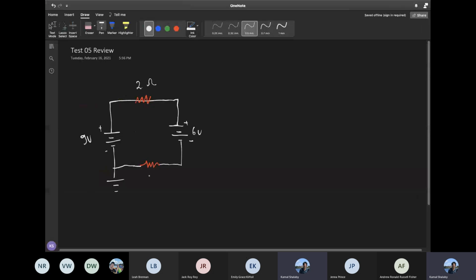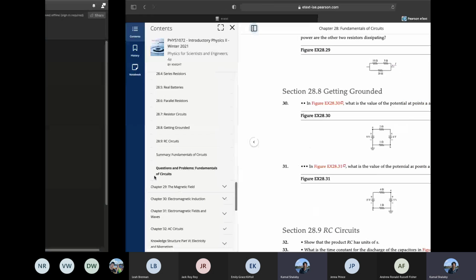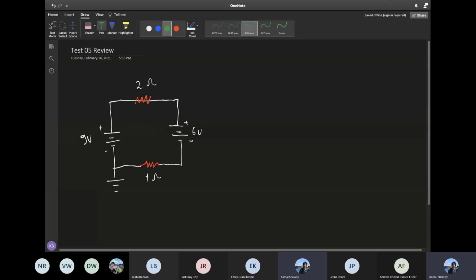This is 1 ohm. Okay, so it asks us, we need to find what is the potential at points A and B. This is B, this is A.